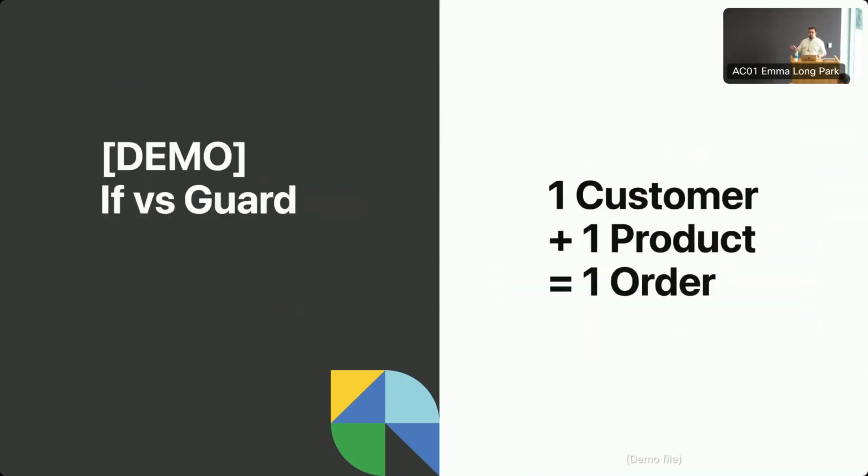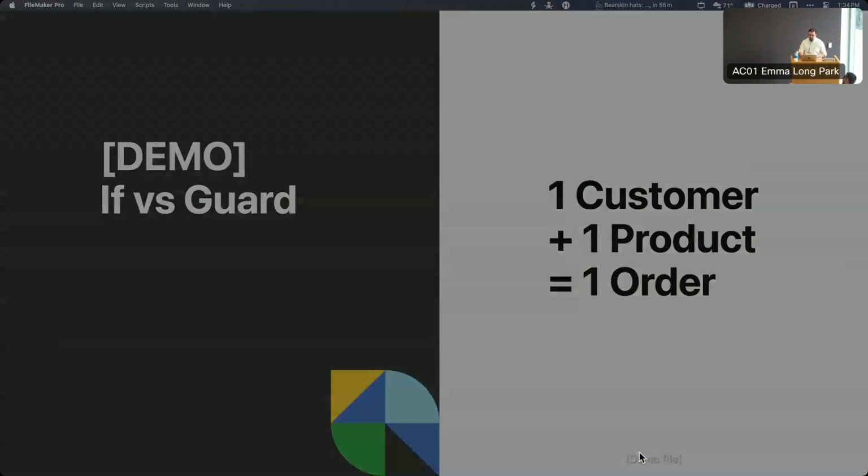So we're going to take a quick look at a very simple version of a guard clause. This obviously is a simplified model just for this talk. So we're going to call an order the combination of one customer and one person. Obviously, in the real world, orders are much more complicated than that, but we want to strip this down to the bare essentials. Let's switch over to the demo file.